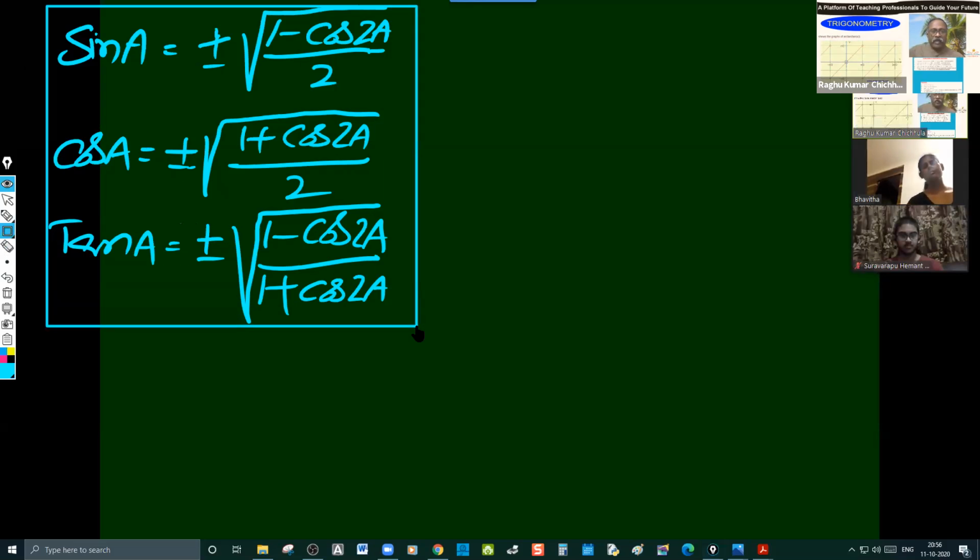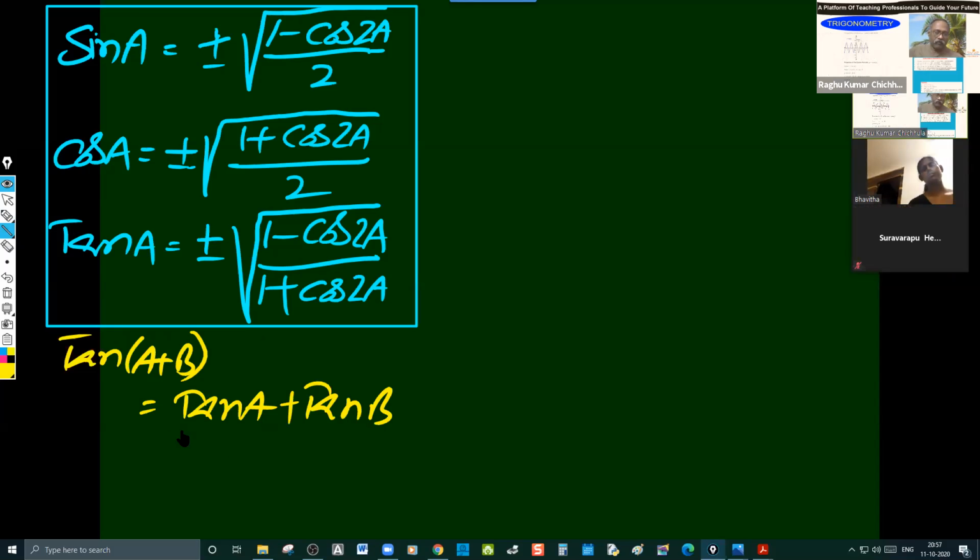So why the prominence? Only cos 2a gives you all the sine A, cos A, and tan A. So you can have a question also on that one. Okay, that's okay. Now coming to the third one. It is very simple. The third formula is tan of A plus B equals tan A plus tan B upon 1 minus tan A tan B. Replace B with minus A.